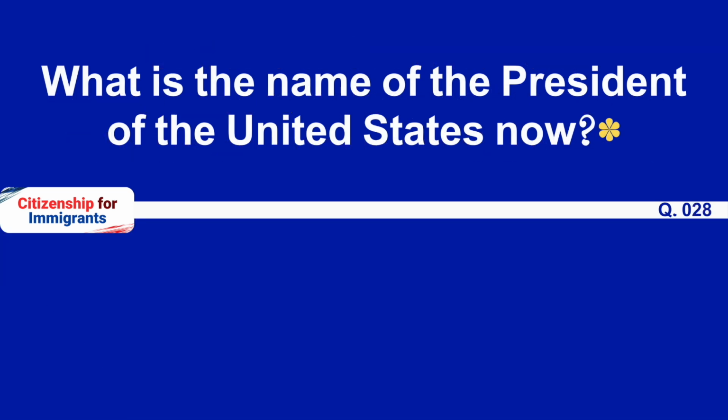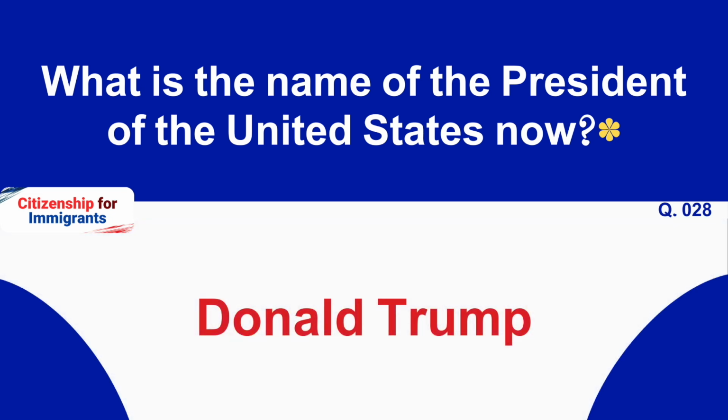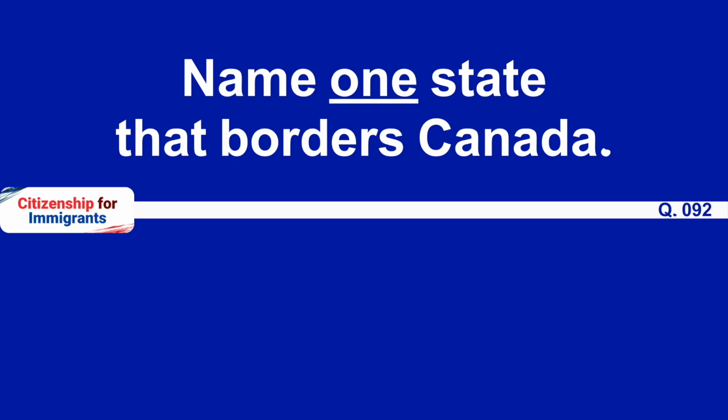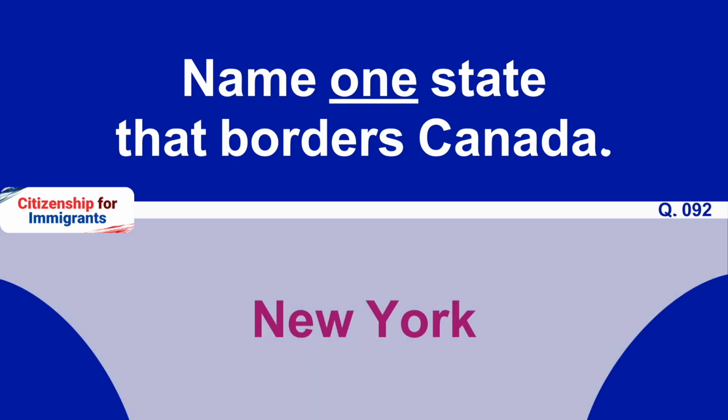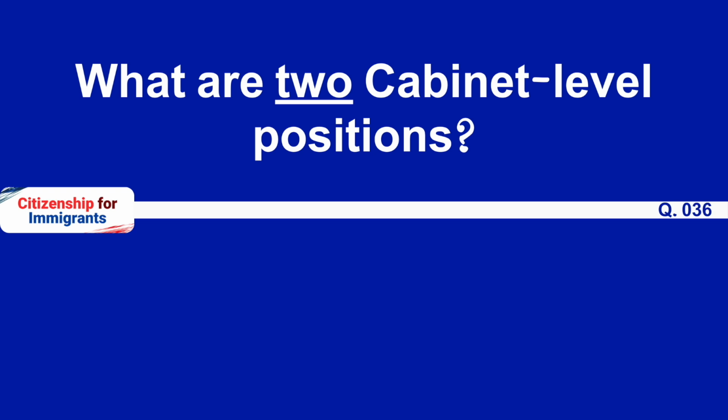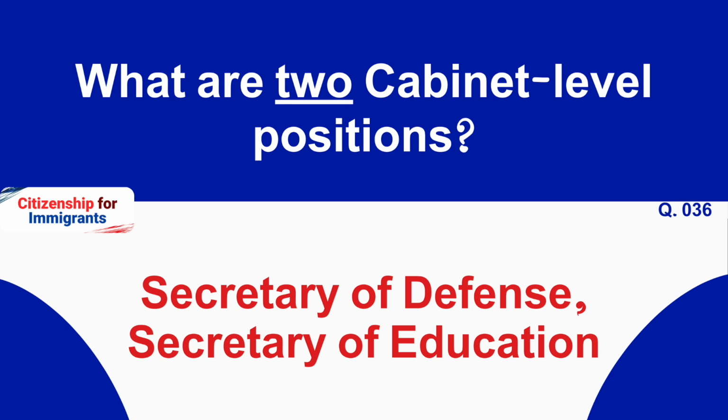What is the name of the President of the United States now? Donald Trump. Name one state that borders Canada. New York. What are two cabinet-level positions? Secretary of Defense. Secretary of Education.